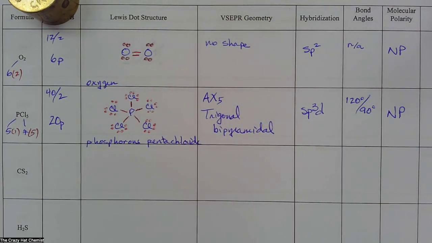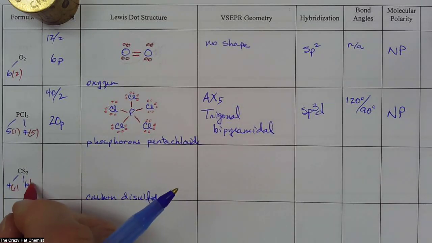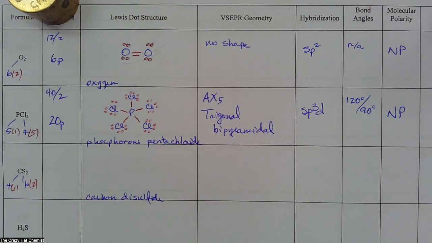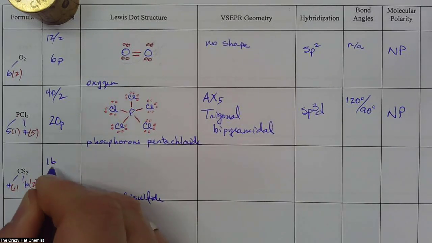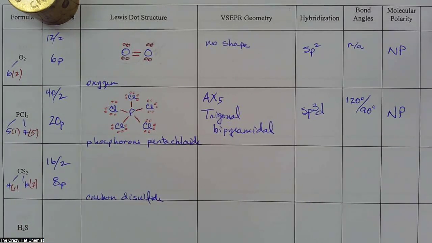Sorry about that. Okay, our next one here is carbon disulfide. And that is C for 4 valence electrons, of which there is 1, and sulfur, that's 6 valence electrons, of which there are 2 of those. So that's a total of 16 electrons, divide by 2, and I got 8 pairs. The least electronegative element goes in the middle, that is carbon.